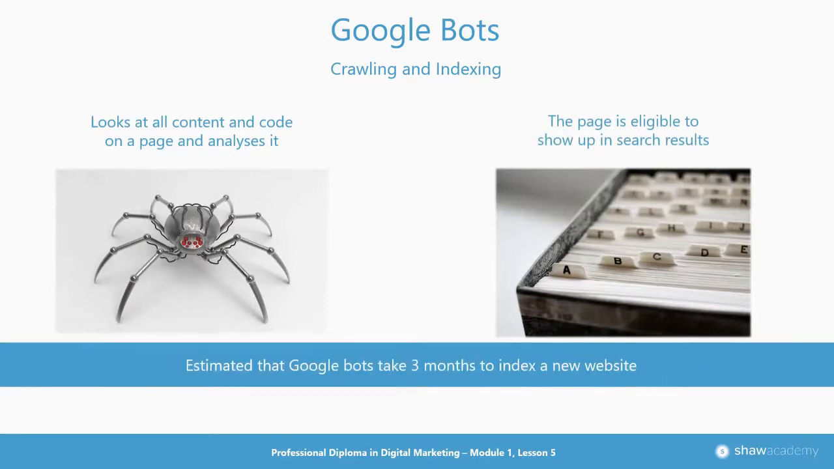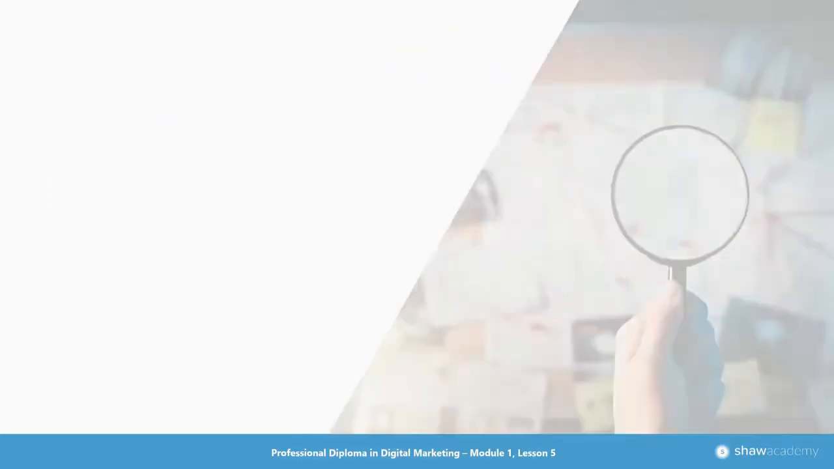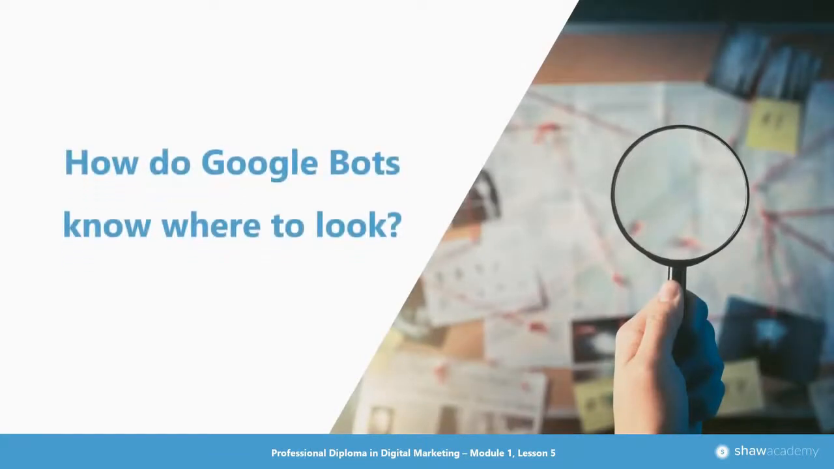It is estimated that Google bots take 3 months to index a new site, according to boostability.com. If your site is older and is not experiencing crawling, your design could be an issue. When bots can't access your site, it decreases your ranking. How do they know where to look on your site then?